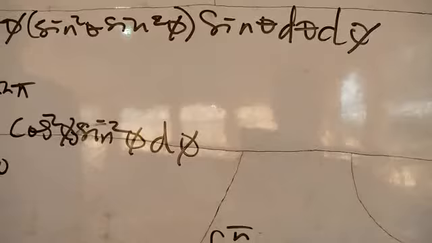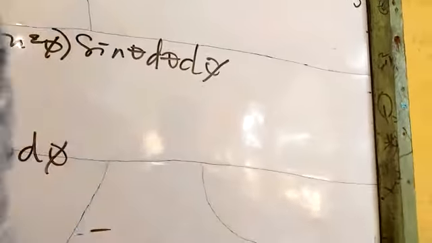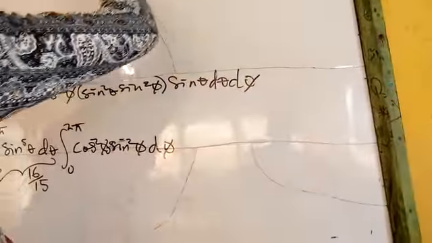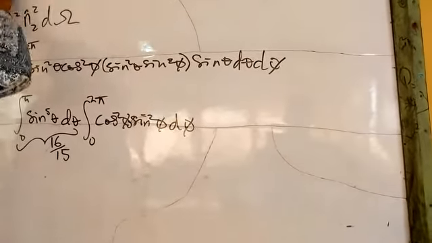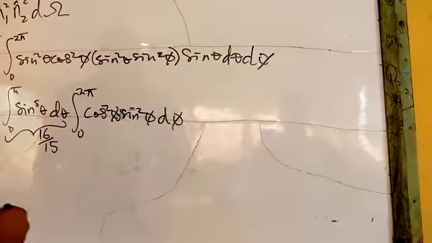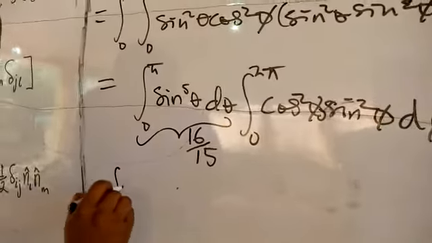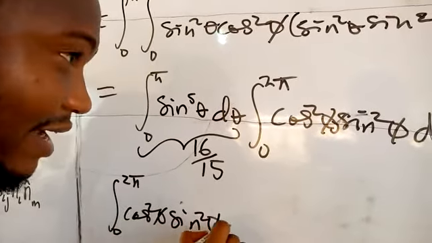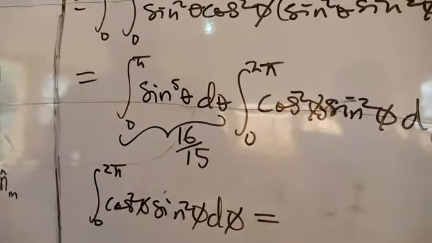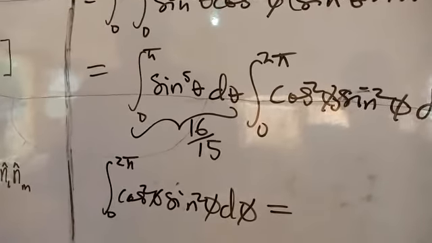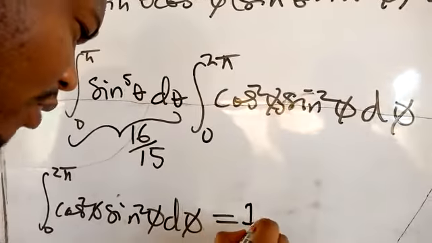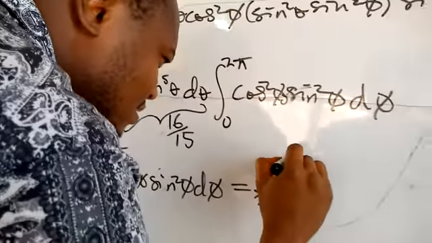Now, looking at the next factor. Okay, so I think I can erase what led to this result. Now, this factor here, which is the integral from 0 to 2 pi of cos squared phi, sine squared phi, d phi, is going to be equal to, now if you look at this carefully, so what I'm going to try to do is this. I'm going to write this to be 1/4. I'm going to explain where that is coming from.